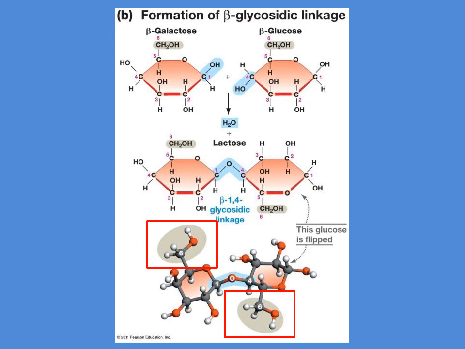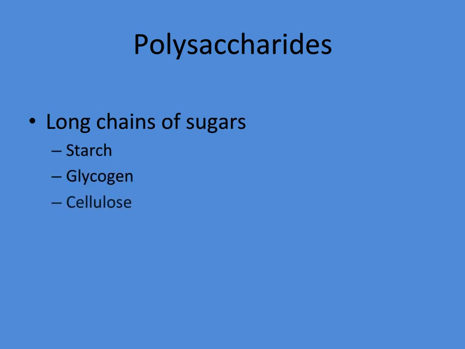Now, do we have to stop at two monosaccharides? No. In fact, very long chains of monosaccharides can form to produce polysaccharides. These chains may have hundreds or thousands of monomers. Common polysaccharides include starch, glycogen, cellulose, chitin, and peptidoglycan. Let's look at each of these in more detail.